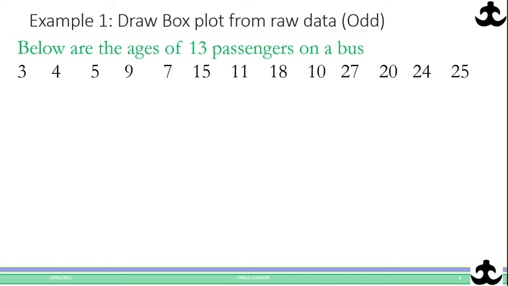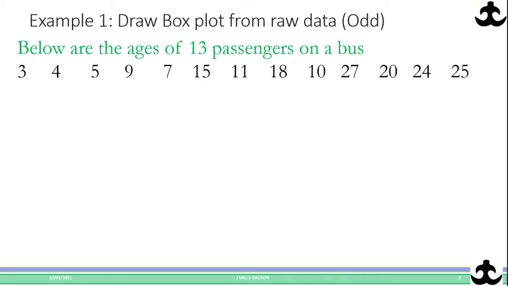We're going to consider 2 situations where we have a set of raw data: where the number of observations in the data is odd, and where the number of observations is even. So let's start with the odd one. Here we have ages of 13 passengers on a bus, and these are the ages.